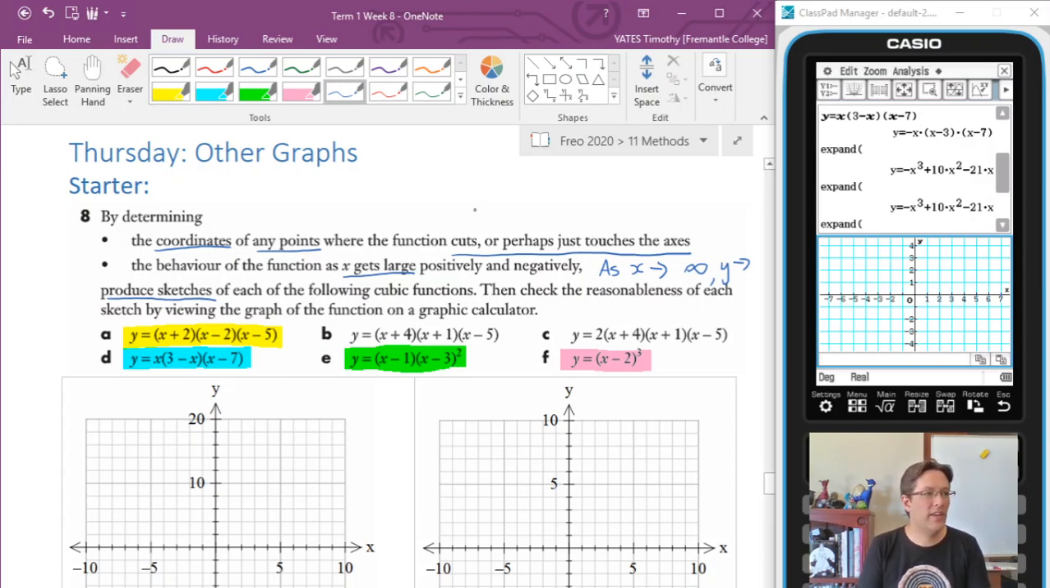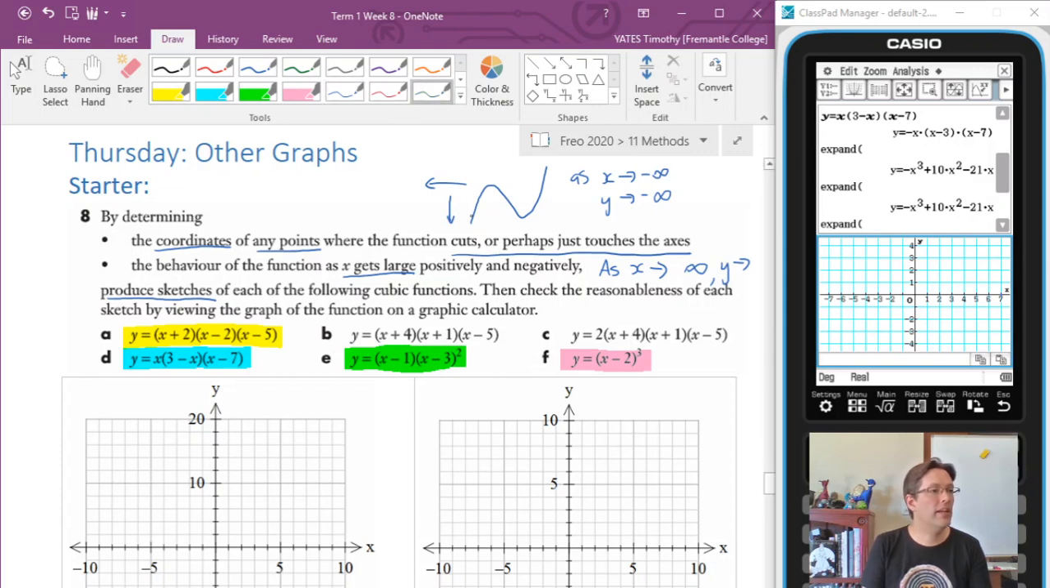Now we saw our cubics yesterday, they could end up being like that. And in this situation, as x gets large negatively, or as we go further to the left, y gets very large negative. So for this particular one, we would say as x tends to negative infinity, y tends to negative infinity. Note that we're not saying x equals infinity. To say something is equal to infinity doesn't actually mean anything in mathematics. Infinity is not exactly a number. So we just say it goes towards infinity or tends to infinity.